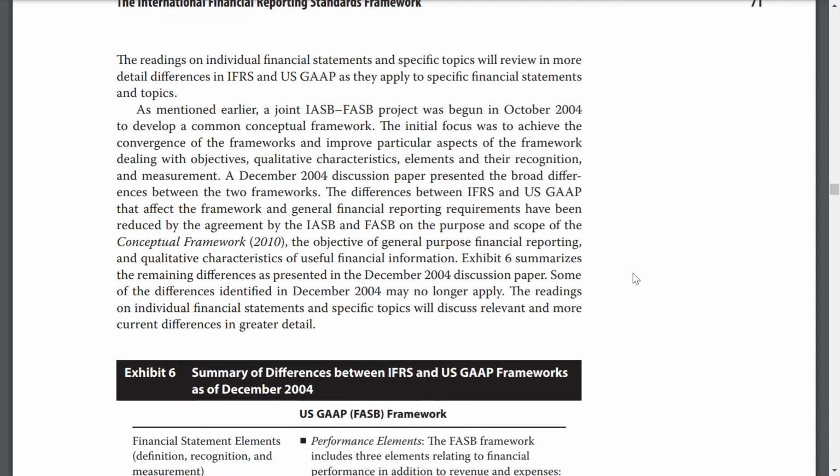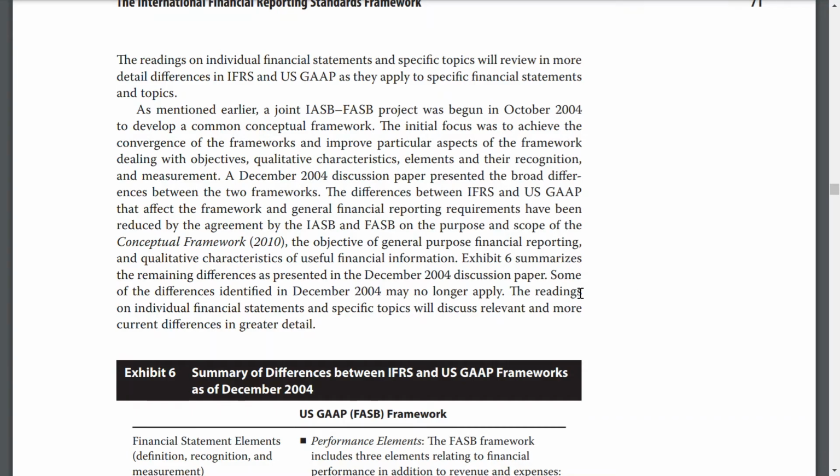The board discussed differences between the two frameworks. The differences between IFRS and US GAAP that affect the framework for general financial reporting requirements have been reduced by the agreement by the IASB and FASB on the purpose and scope of the conceptual framework, the objective of general purpose financial reporting, and the qualitative characteristics of useful financial information. Exhibit 6 summarizes the remaining differences as presented in the December 2004 discussion papers. Some of the differences identified in 2004 may no longer apply. The reading on individual financial statements and specific topics will discuss relevant and more current differences in greater detail.